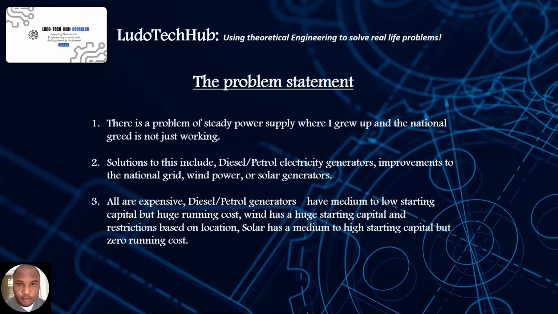So let's start with the problem statement here, and the problem statement is that there is no steady power supply where I grew up. I grew up in Africa, and we have this problem, in a lot of countries in Africa, where the power is just not stable. So what is the solution to that? That is an engineering problem. What is the solution to that? So the solution includes several solutions that have been developed over time, and we have machines, diesel and petrol electricity generators that we use.